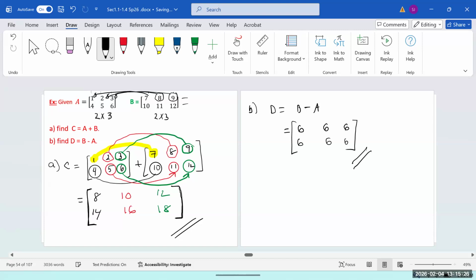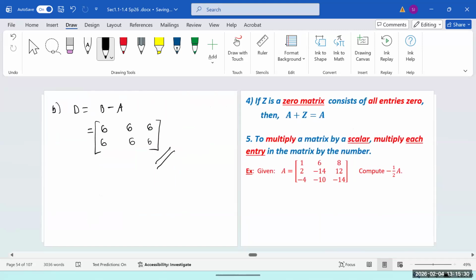So any questions? That was easy. Now the next one. The next one says, if Z is a zero matrix, consisting of all entries 0, then adding that zero matrix with any other matrix will give you the same matrix back. For example, let's suppose our A is 1, 2, 3, 4 row-wise, and our Z is 0, 0, 0, 0 row-wise.